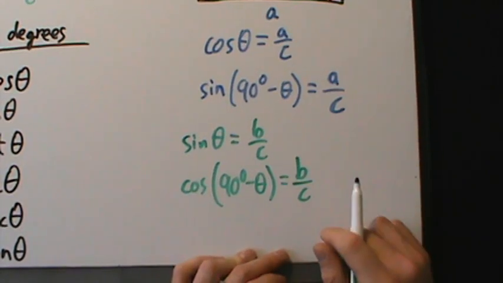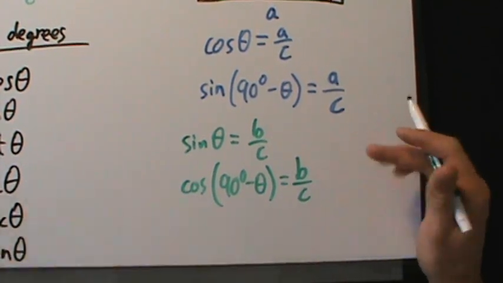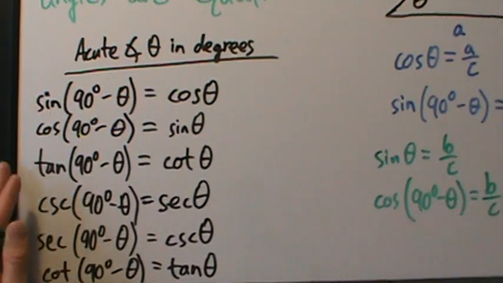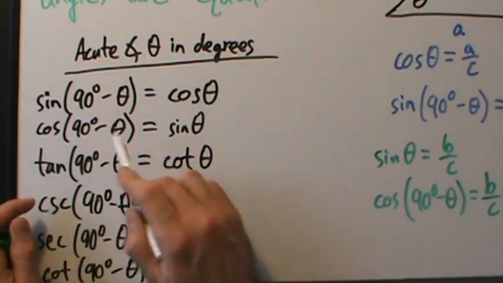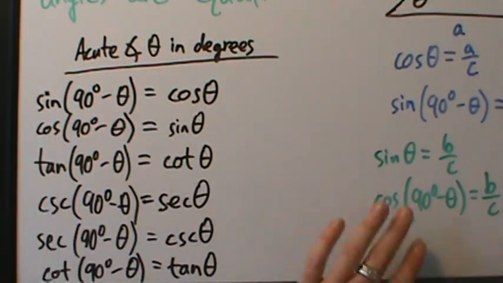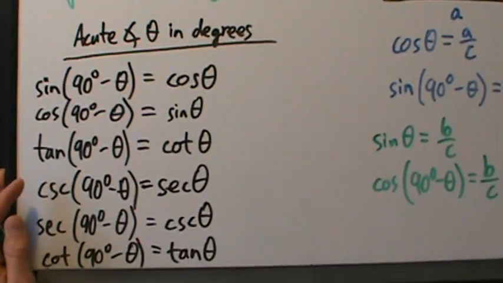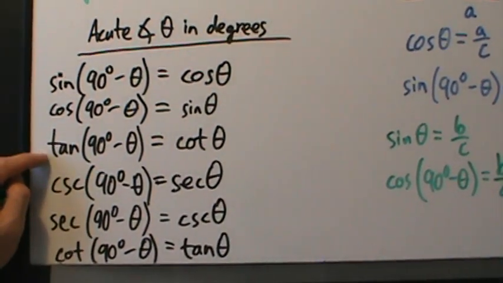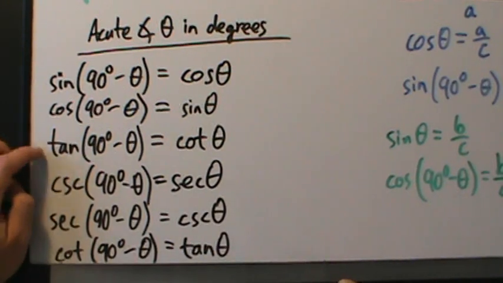Okay, so notice that's the exact same thing. B over C, B over C. So sine of theta is the same thing as cosine of 90 degrees minus theta. That's what we see here when we draw this triangle. All right, we'll do this one here, and then we'll also express these in radians instead of just degrees.